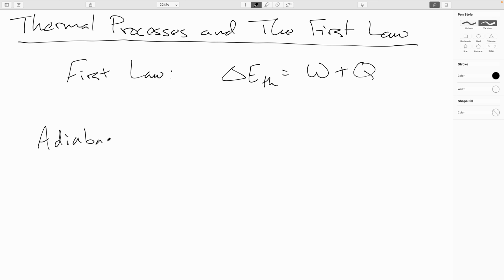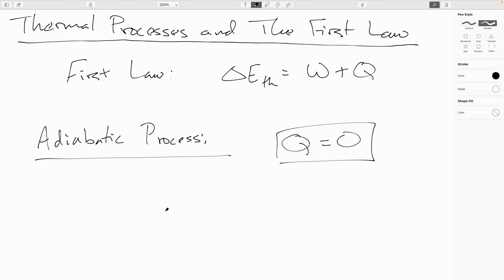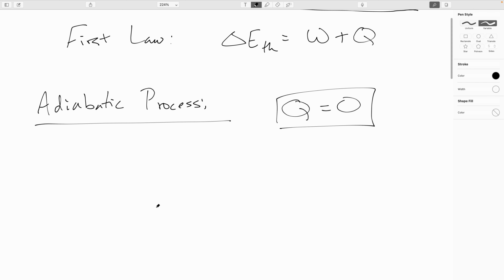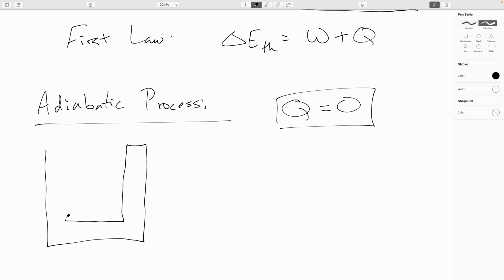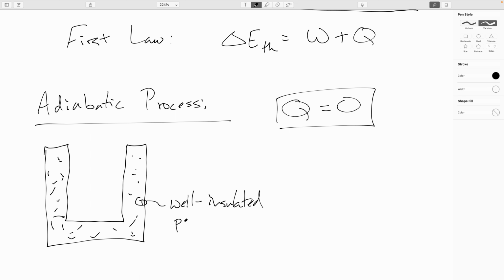So the first of these processes I want to take a look at is what's called an adiabatic process. The hallmark of an adiabatic process is that there is no heat transfer. So what would such a process look like? We could envision, say, having a very well insulated piston.